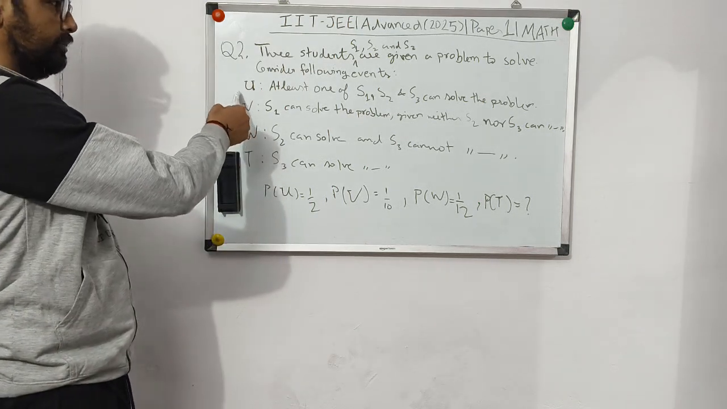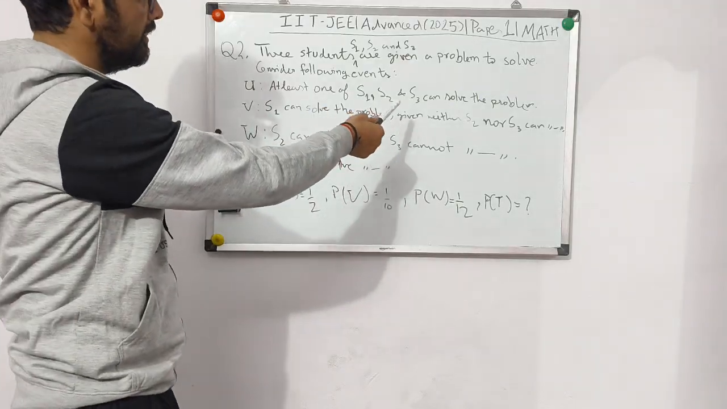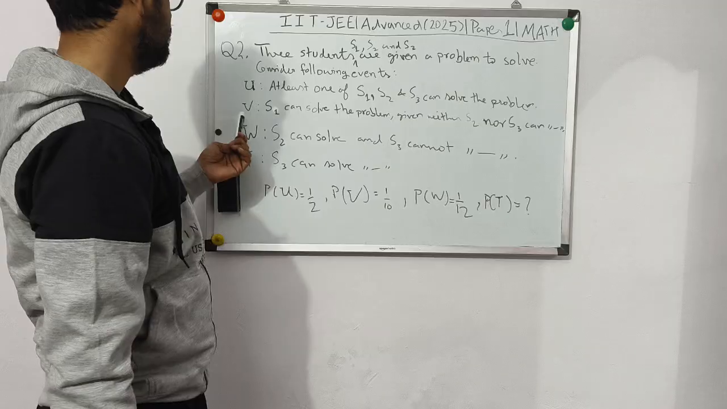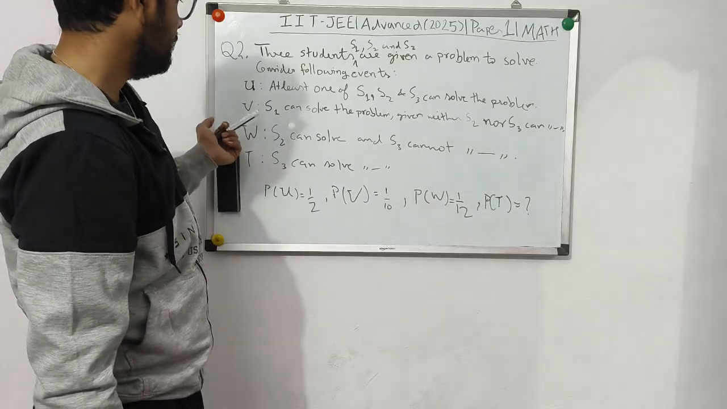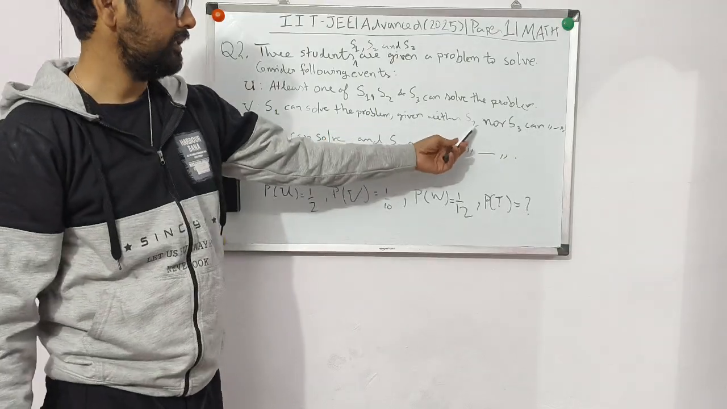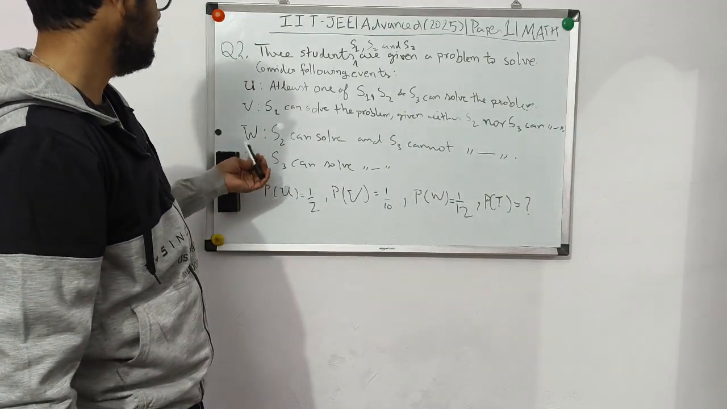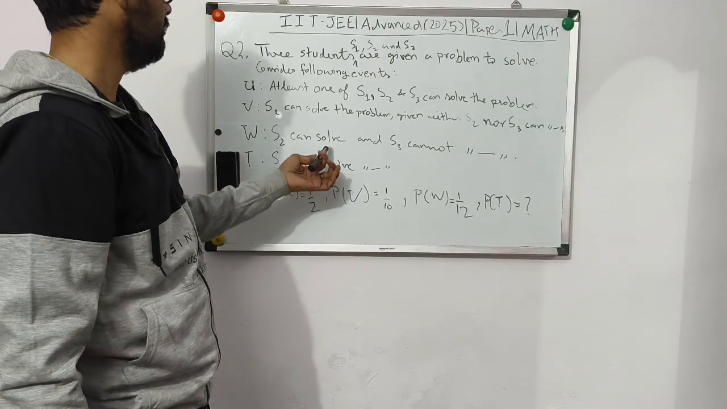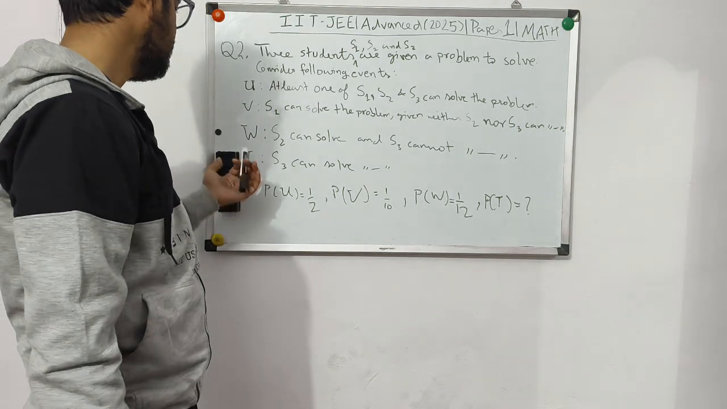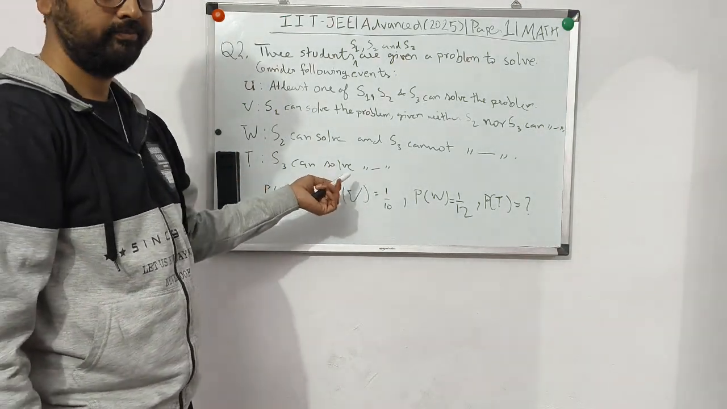Event U is that at least one of S1, S2 and S3 can solve the problem. Event V is that S1 can solve the problem given that none of S2 and S3 can solve the problem. Event W is S2 can solve the problem and S3 cannot solve the problem. And event T is S3 can solve the problem.